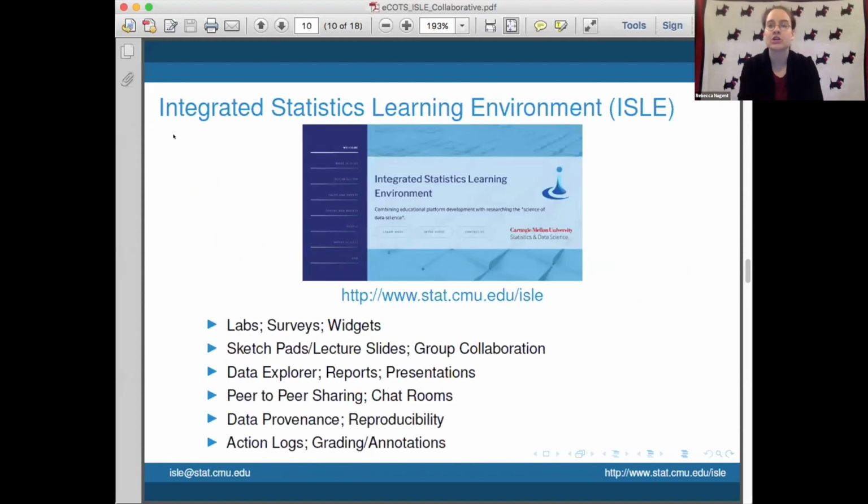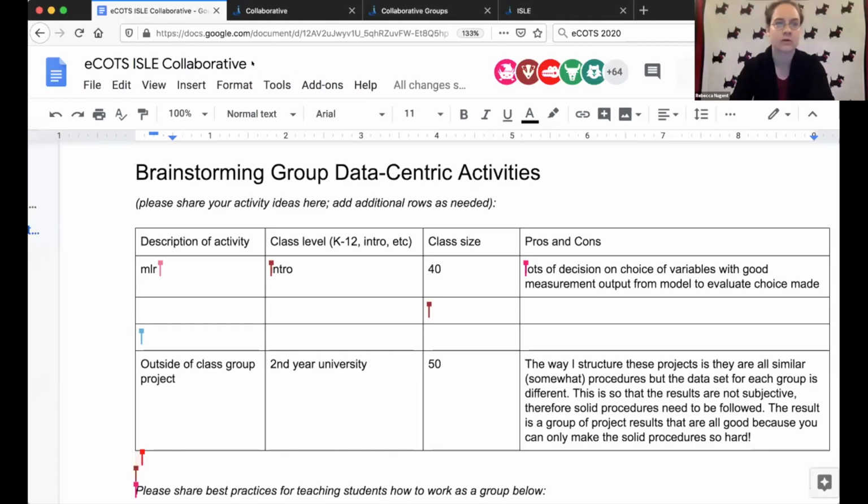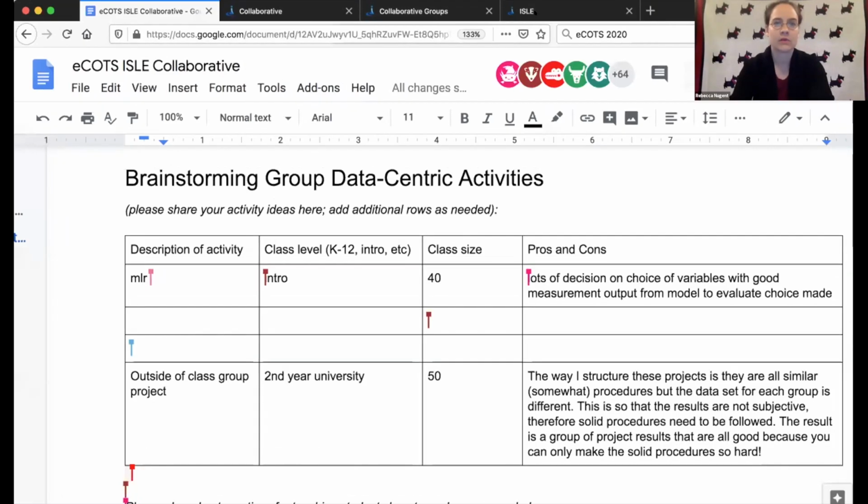So what we're going to show you is something called the Integrated Statistics Learning Environment, or ISLE. And this is a project that supports, well, now it's supporting an awful lot of remote learning, but you can do lectures, sketch pads, you can do annotations, statistical labs, surveys, there are widgets, there's peer-to-peer sharing. Let me just grab another screen share really quickly here, and we will go to ISLE.